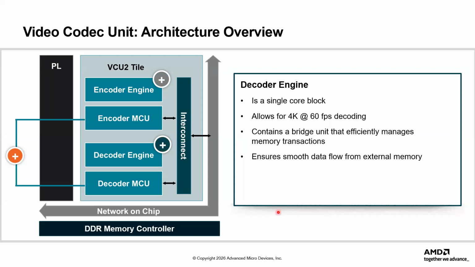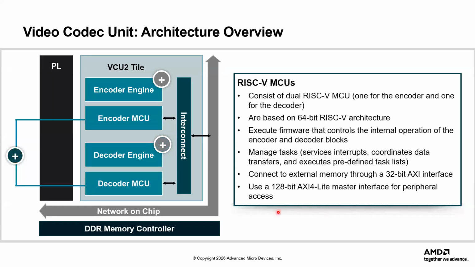The decoder engine is a single block core, 4K, 60 frames per second decoding. You have a bridge unit that allows you to basically manage the memory transactions from one stage from the input to the output. And then this makes sure that the output from this block is also just very, very smooth and you don't have any glitches.